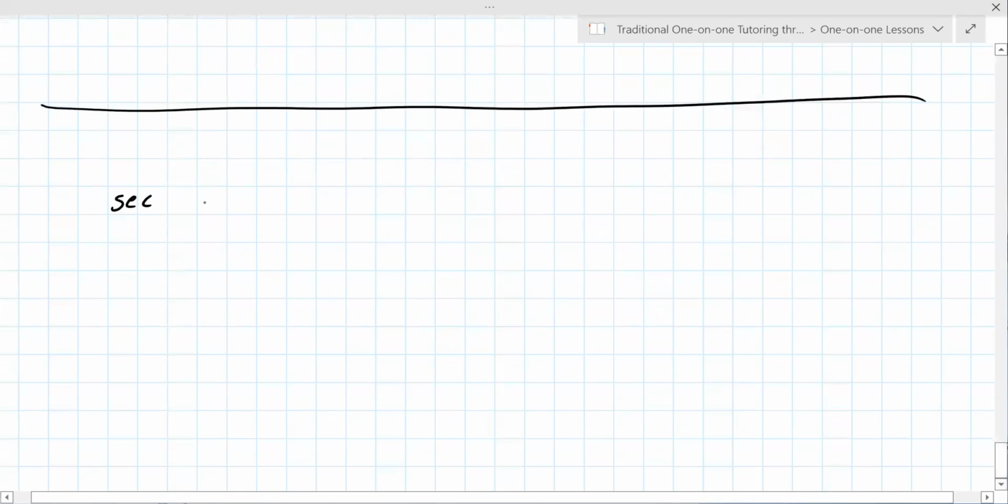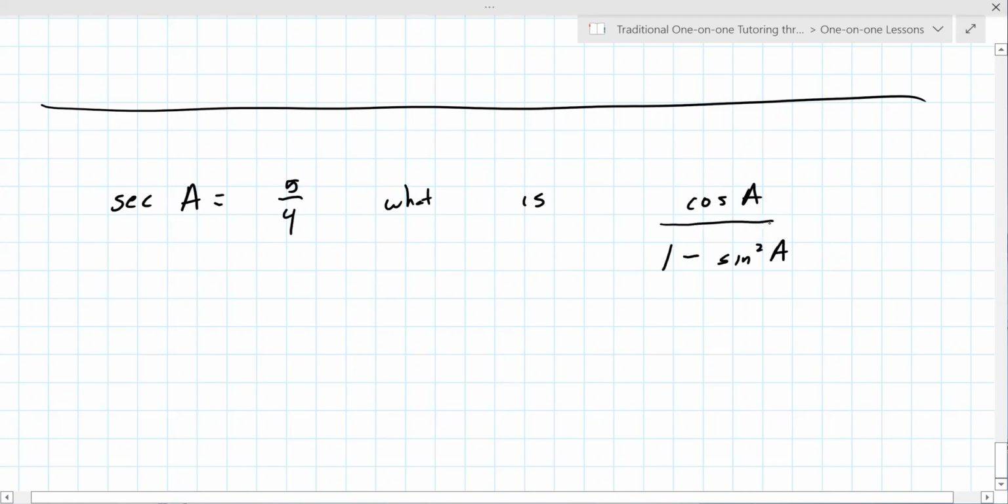Let's say secant of A equals 5/4. What is cosine A? This time though, we're going to go 1 minus sine squared A. Okay, so just to be a little extra step there in that last part, we're going to end up squaring it, but you can totally do this. So go ahead and draw your triangle, and then tell me what cosine A is and sine A is when you're all done, please.